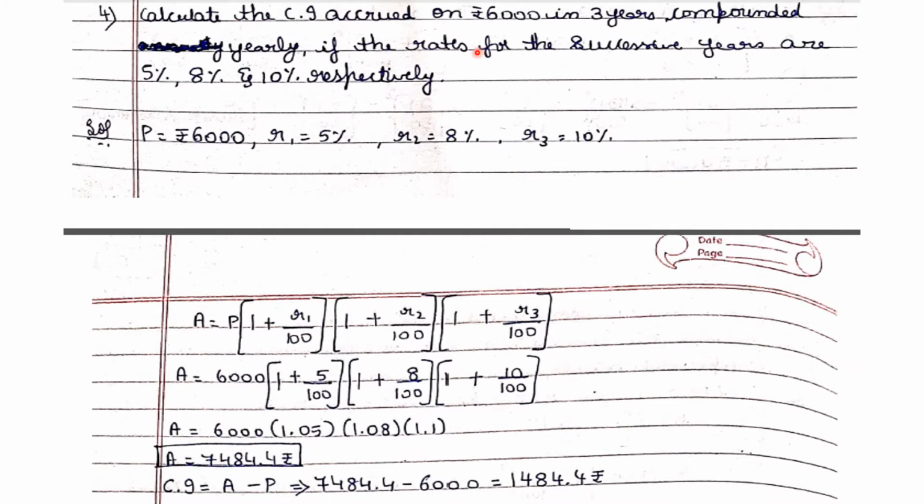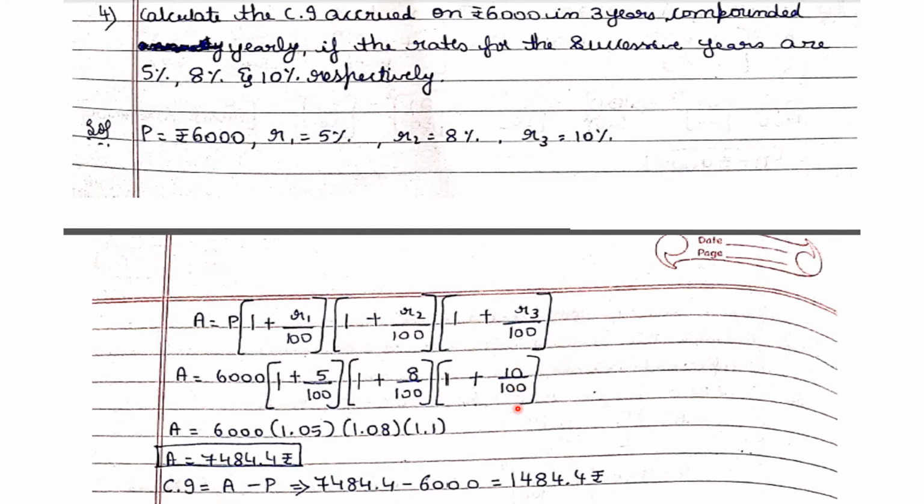Next problem. Calculate the compound interest on 6,000 in 3 years compounded yearly if the rates for the successive years are given. So if the rate of interest is given for successive years, that is 5%, 8% and 10%, then you should go with this formula. Principal you have 6,000. This is R1, this is R2 and this is R3. For R1 you will substitute 5, for R2 you will substitute 8 and for R3 you will substitute 10.